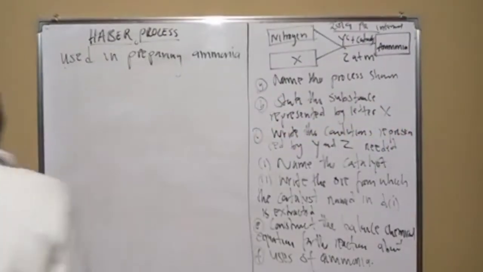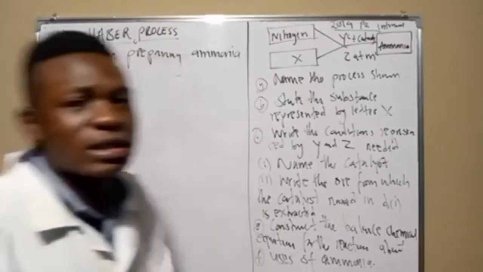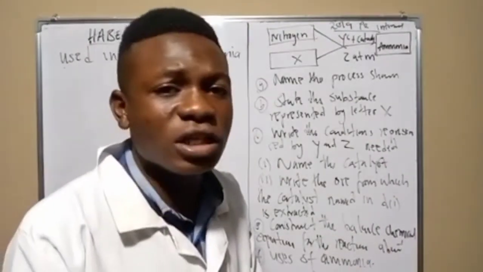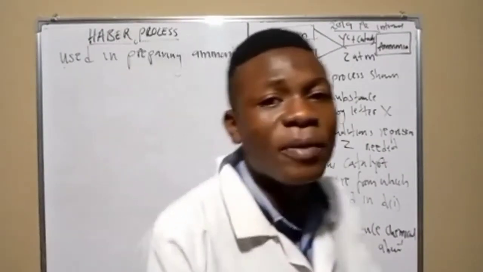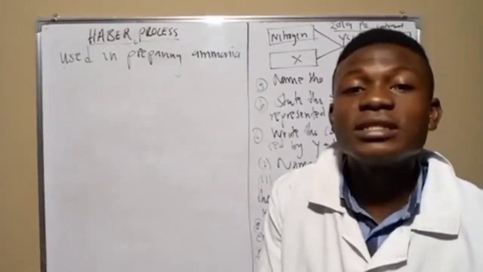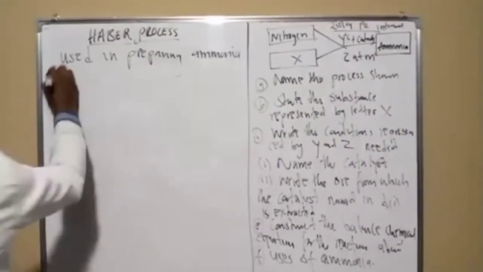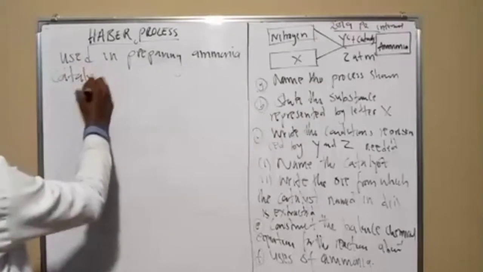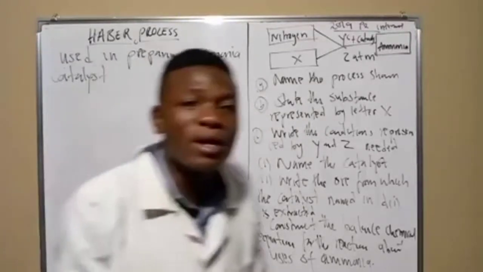Okay, so the process starts like this. In the preparation of ammonia, you will need a catalyst. A catalyst is anything that speeds up the rate of a chemical reaction.